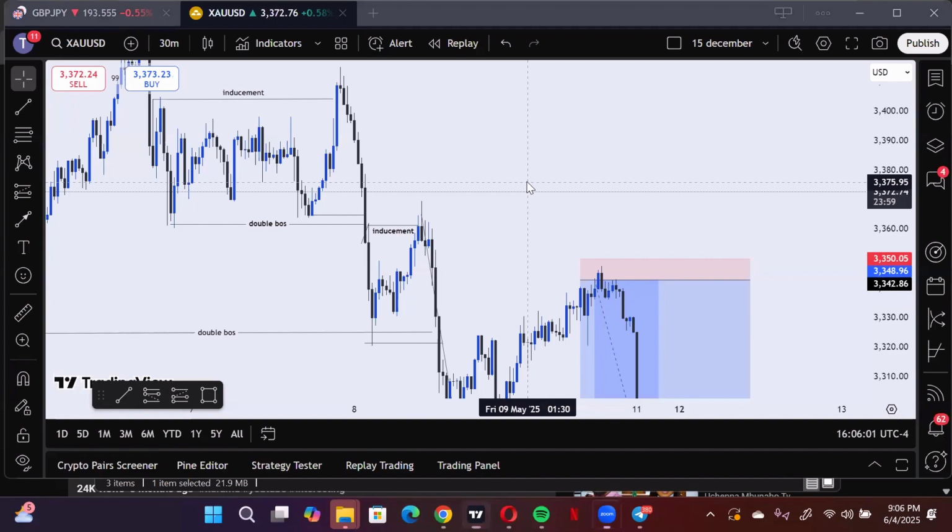Are you guys following me? No, a wick cannot be used as a break of structure or market structure. It has to be a body. Are you guys following me?